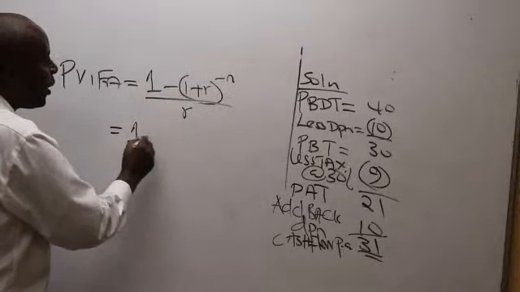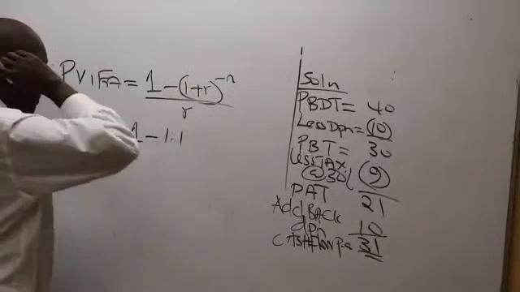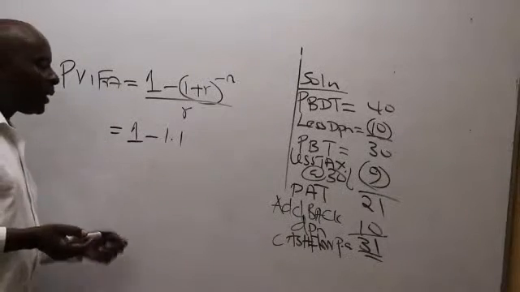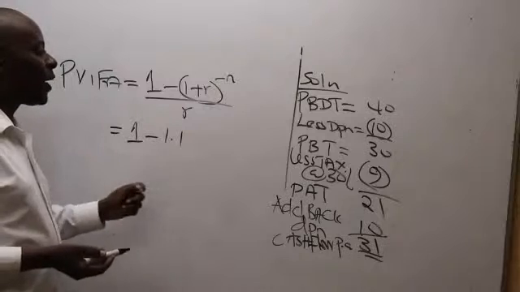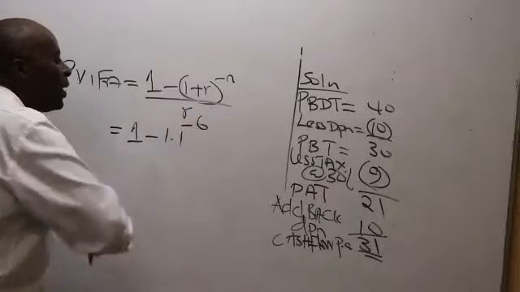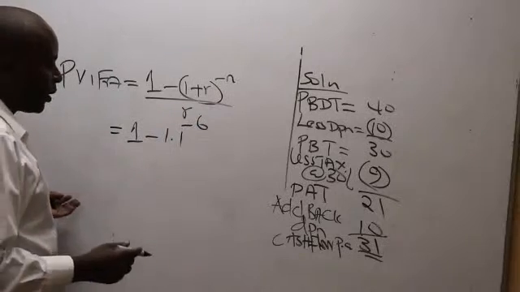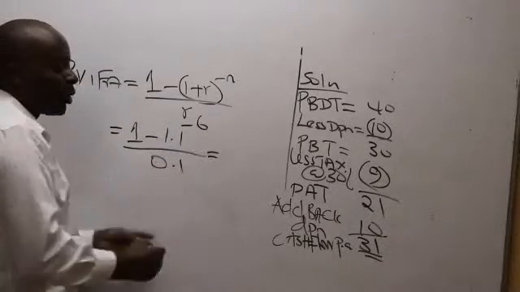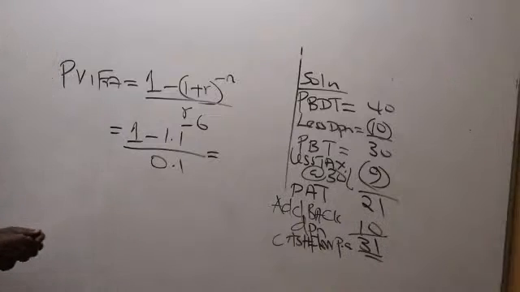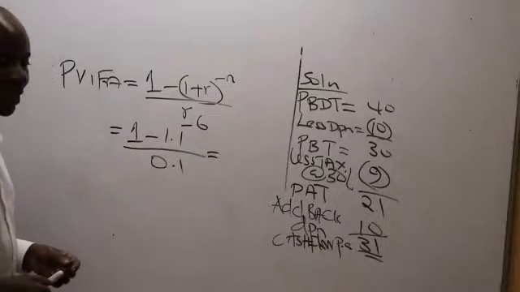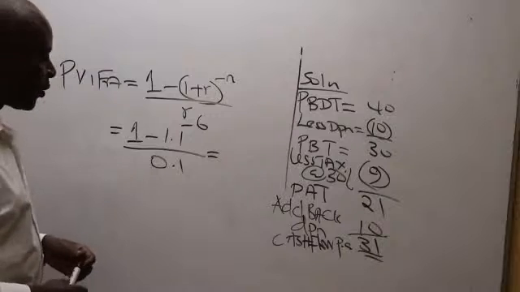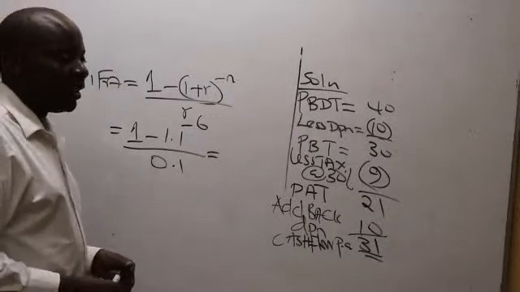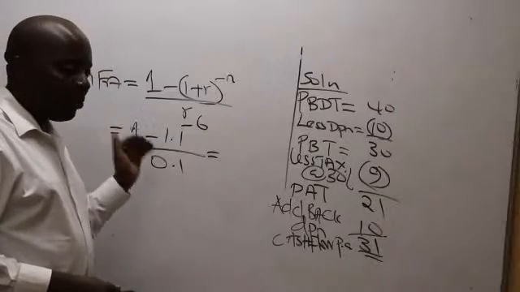So it will be 1 minus 1.1. Remember, R is the cost of capital, which is 10%. So 1 plus 10% is the same as 1.1, raised to the negative number of years, which are 6 in this case. Then everything to be divided by R alone, which is 0.1. Could you kindly give me this figure? When you say 1 minus 1.1 raised to negative 6 equals, and then ultimately you say divided by 0.1.